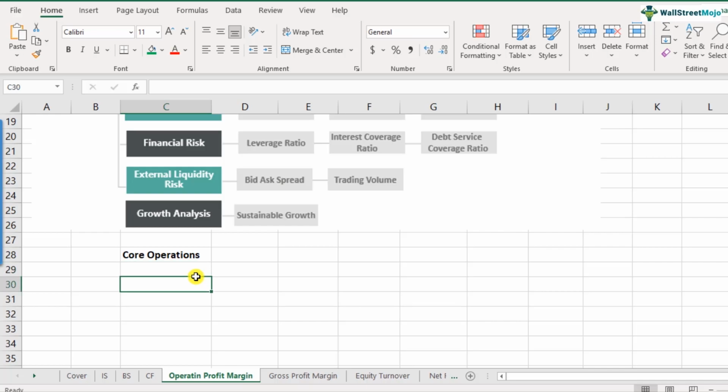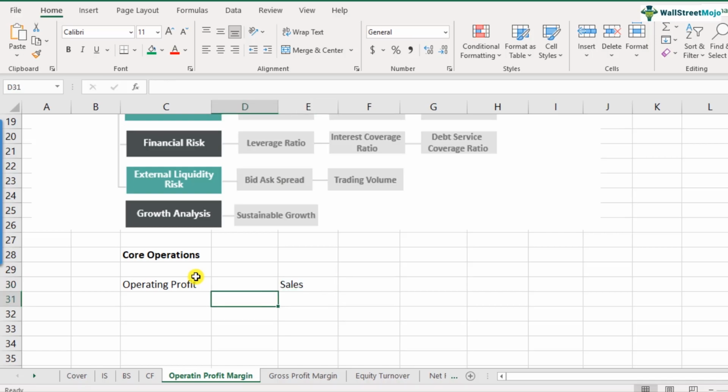Now, how do you find operating profit? Operating profit is the profit that is generated from, as I said, core operations. So basically, when we look at the income statement, we start with sales, right?